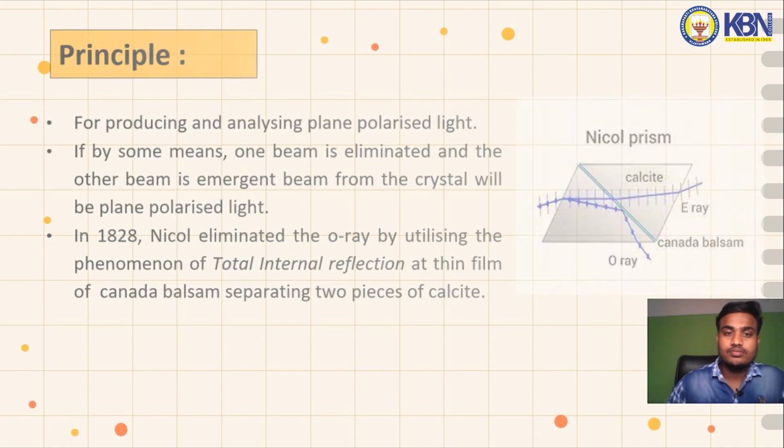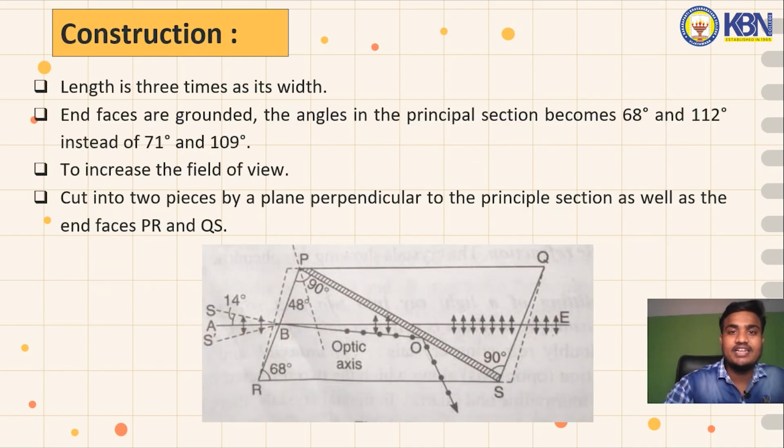Coming to the construction of the Nicol prism, a crystal is chosen in such a way that its length is 3 times its width. Its length should be 3 times its width. The end faces of the crystal are ground. The angles in the principal section become 68 degrees and 112 degrees instead of 71 degrees and 109 degrees.